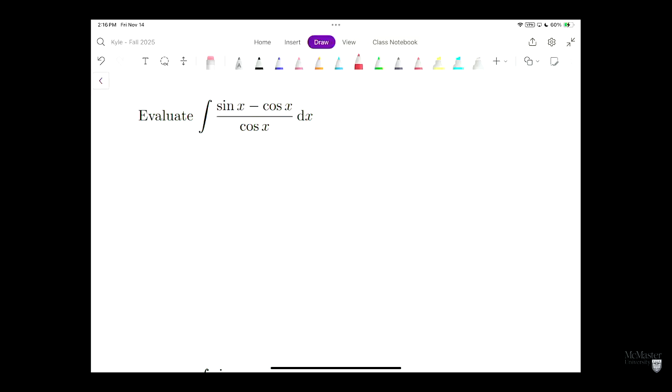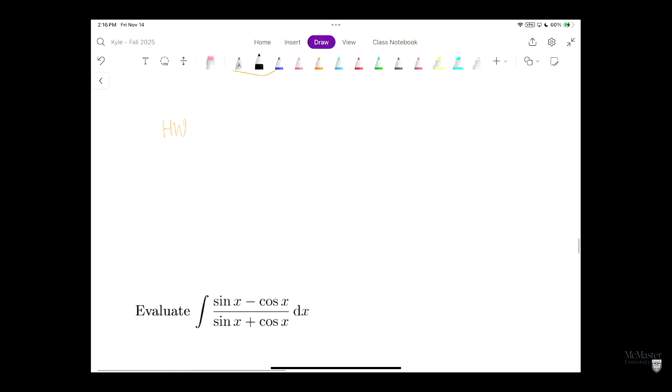Actually, I changed my mind. Sorry. We don't have enough time for this one. This is going to be homework, because this is just a simple u sub, and then this is just going to be 1, integrating 1. So let's skip it. Is that okay? Sorry, everyone.